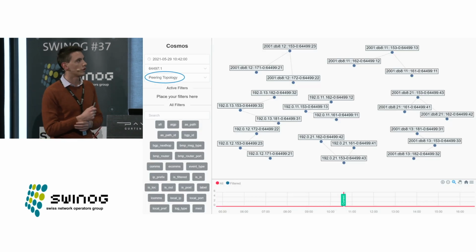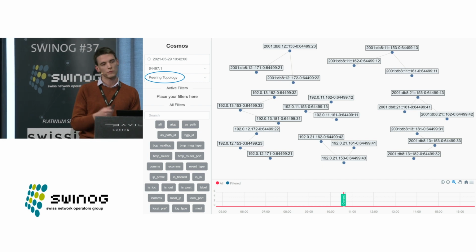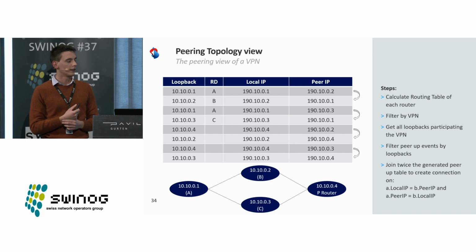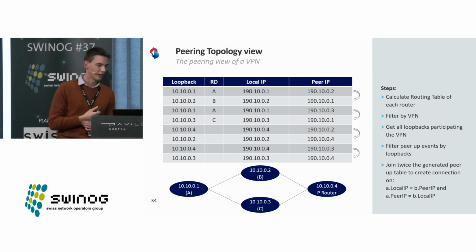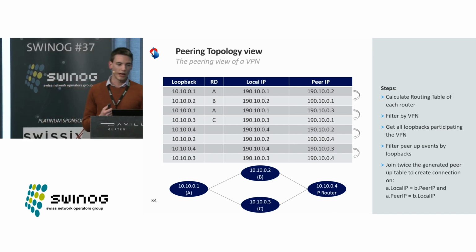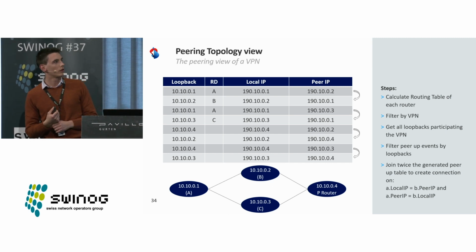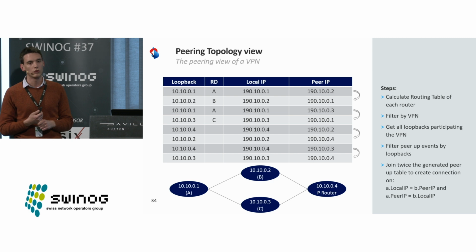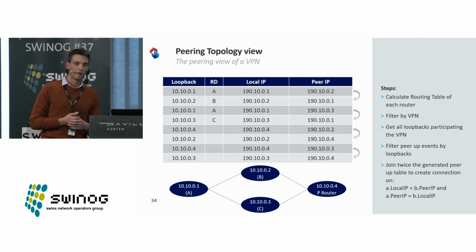Then the third view is peering topology. So here we put peer into context, and this is a bit more tricky. Unfortunately, we have this local IP and peer IP that we need to use, but this information is just when you do the peer up. But in the peer up, we don't have VPN information.